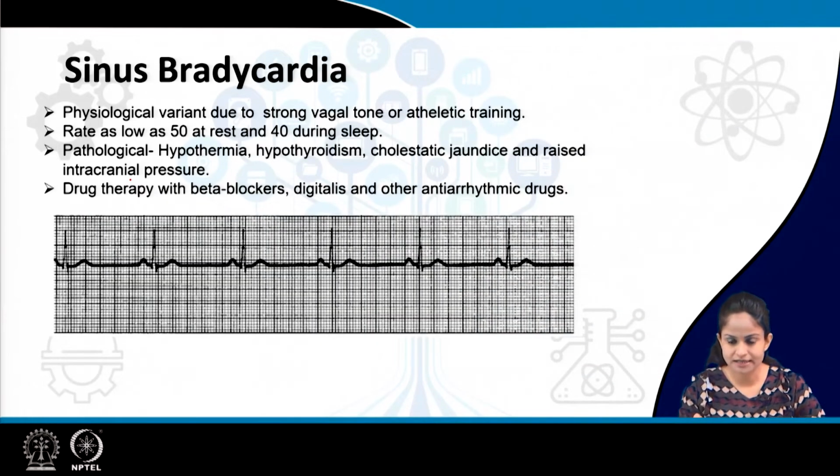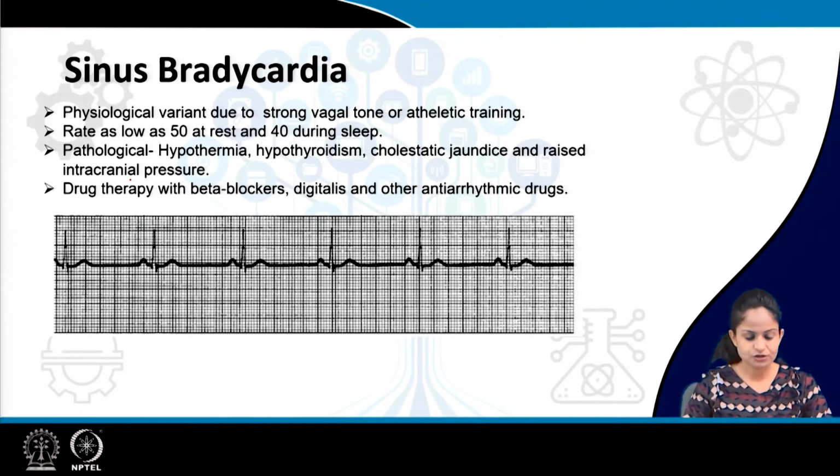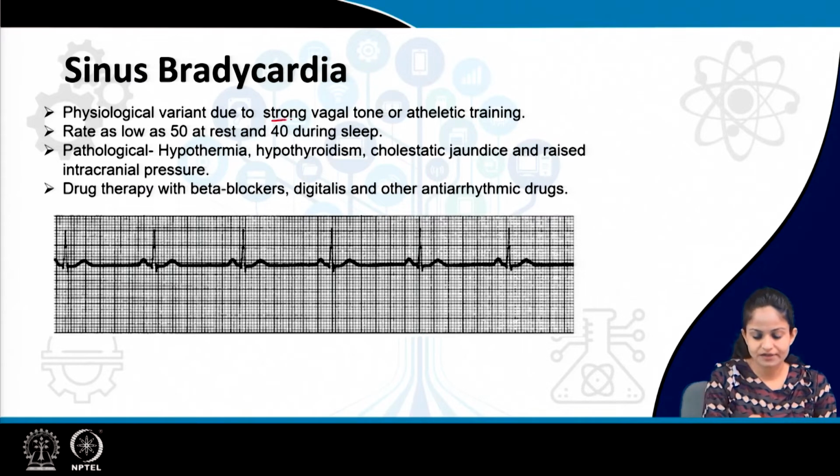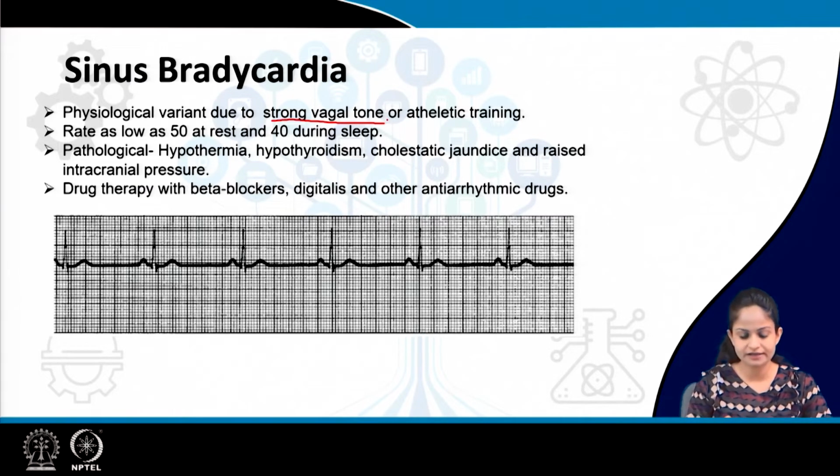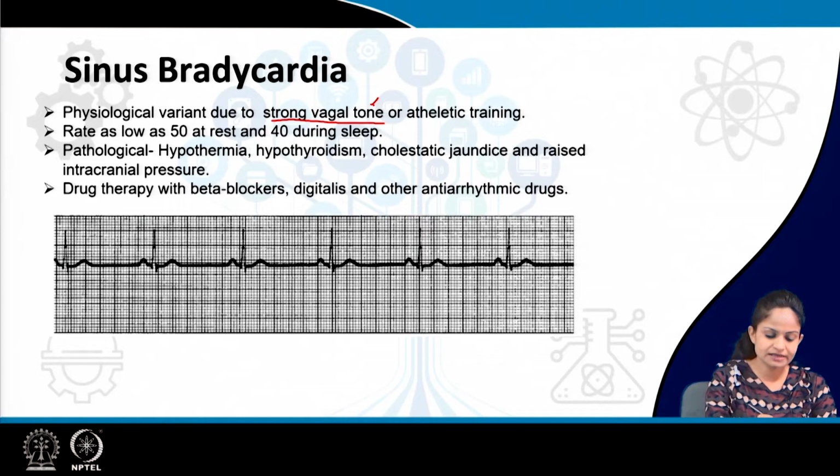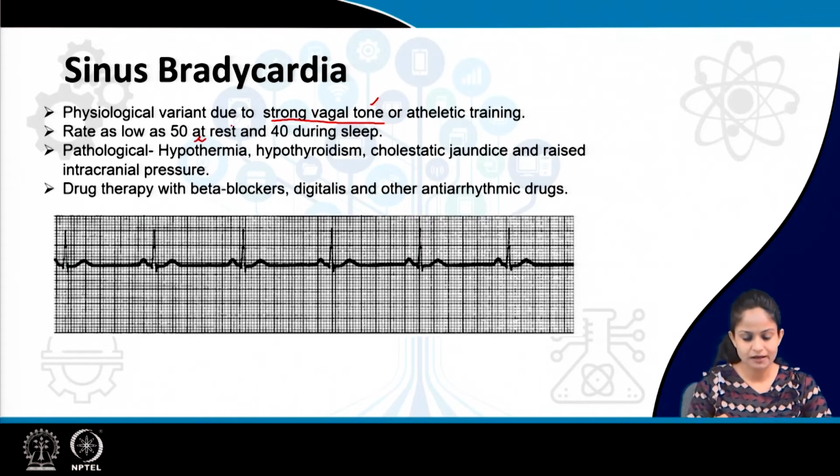Now, coming to sinus bradycardia. Sinus bradycardia is the decrease in the heart rate to less than 60 beats per minute. It can occur physiologically, it can occur pathologically also. So, first we will see the physiological causes of sinus bradycardia. Physiological variation occurs mainly in sleep, and in athletes, who are trained persons, they usually have strong vagal tone. So, this strong vagal tone causes their heart rate to decrease below 60 beats per minute. The heart rate can go as low as 50 to 40 beats per minute. This is mainly because of the strong vagal tone.